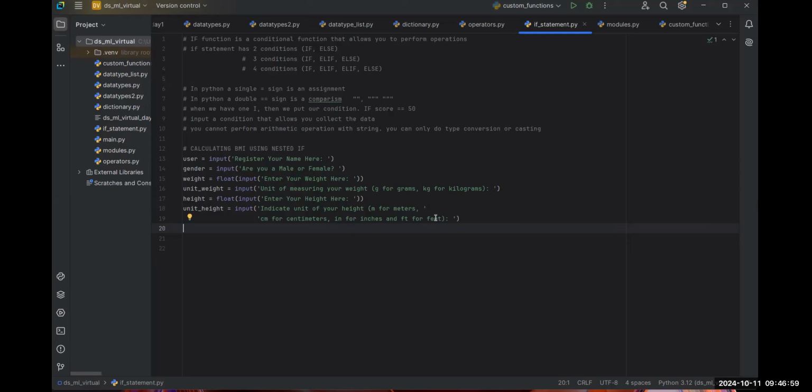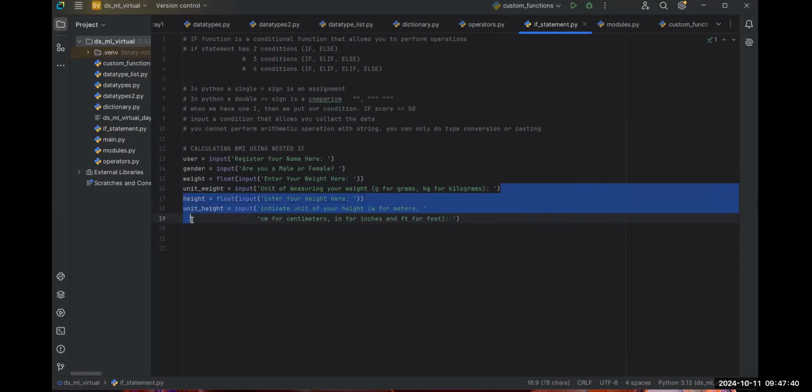Now, what else are we going to do? We have indicated our username, gender, the weight, the unit weight, the height, the unit height. Now let's start writing our code. We are going to be writing more or less a very long code now. Remember, we have not brought in our BMI formula. We are still writing the code on how all these things that we have specified here can work together.